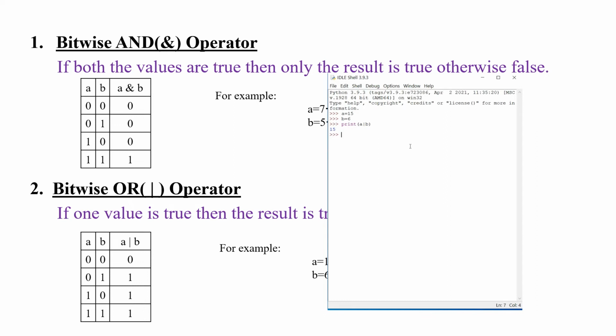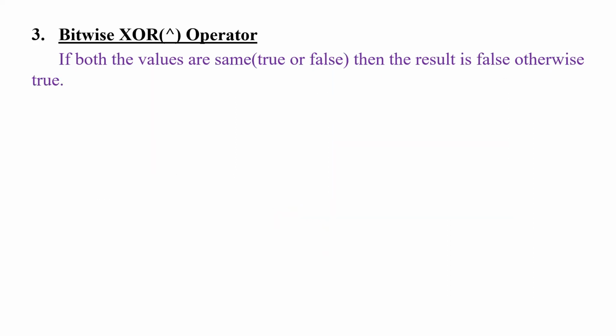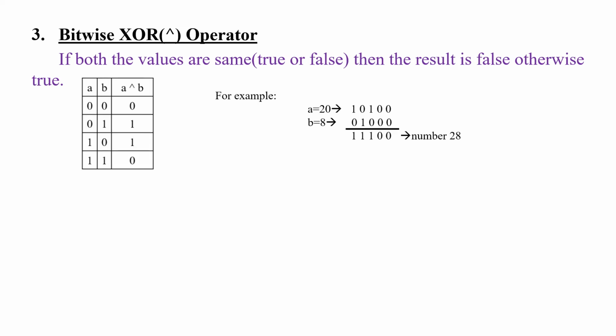Next, the bitwise XOR operator. If both the values are the same, then the result is false, otherwise true. Here we can see the table of values A and B.